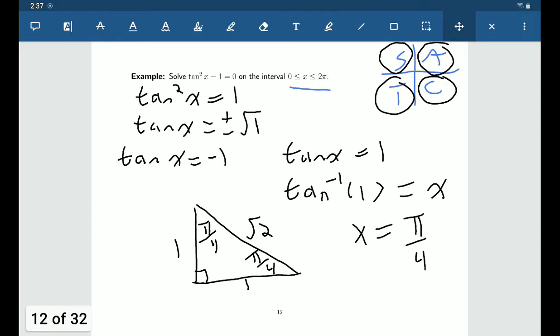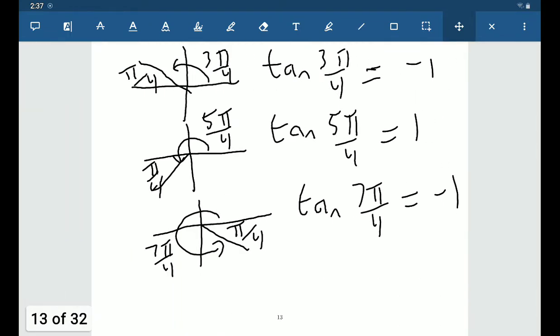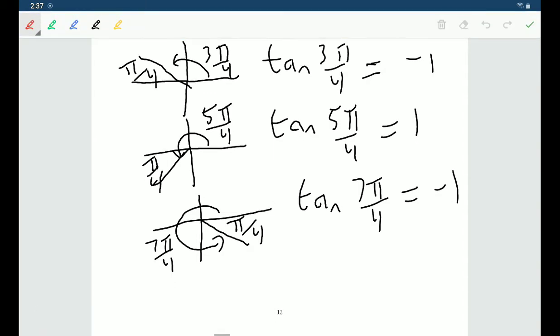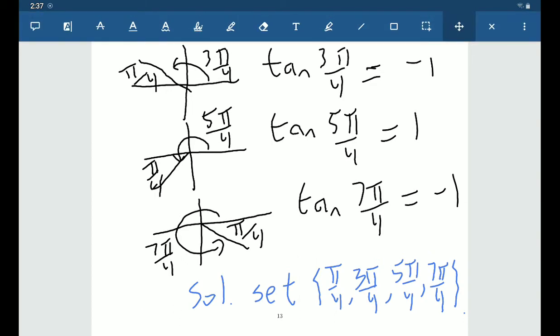We found that at pi over 4, tangent is equal to 1. We also found that at 3 pi over 4, tangent has a value of -1. At 5 pi over 4, it's got a value of 1. And at 7 pi over 4, it's got a value of -1. So our solution set is pi over 4, 3 pi over 4, 5 pi over 4, and 7 pi over 4. Those are the 4 solutions in the interval that we're looking at where tangent would be +1 or -1.